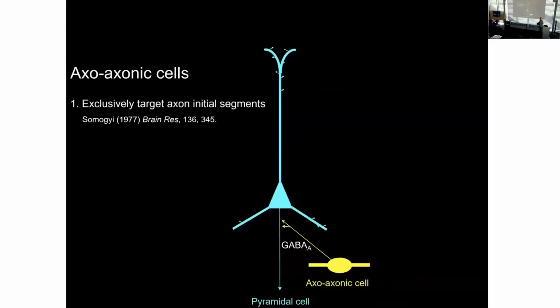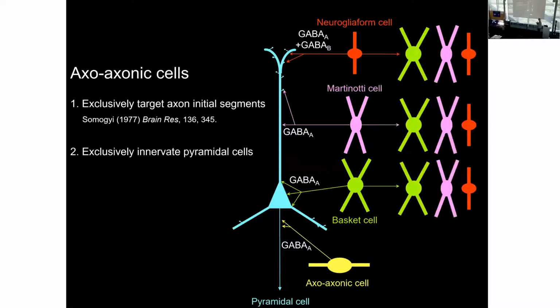So let me clarify a couple of things about exoaxonic cells. They exclusively target the initial segment. Nothing else but the initial segment. That's one of the major points. Second, they don't target interneurons, just pyramidal cells. A very unique feature, okay?